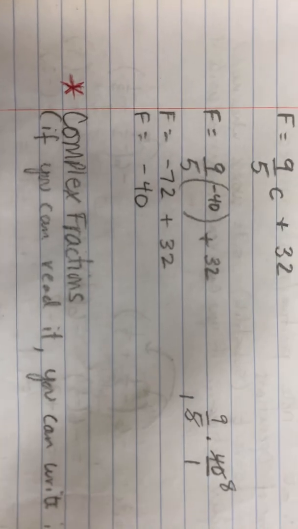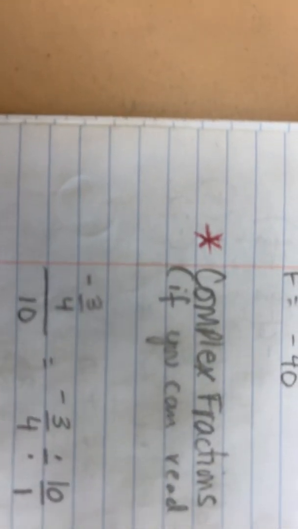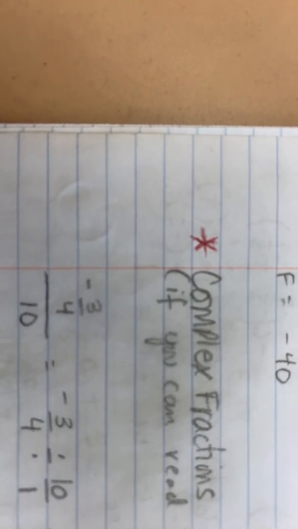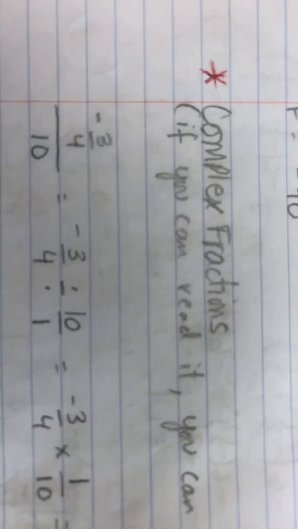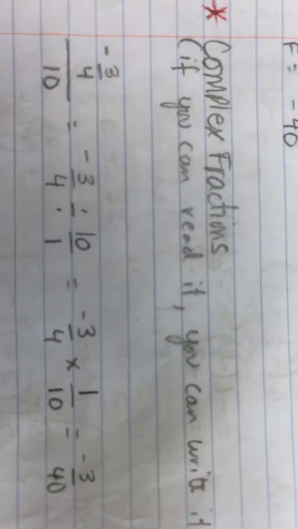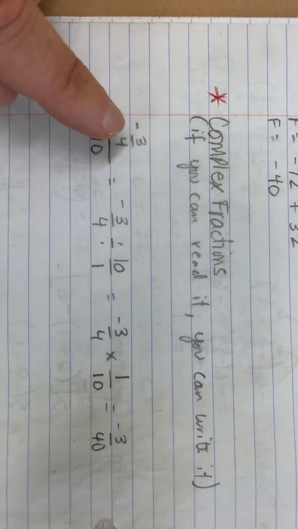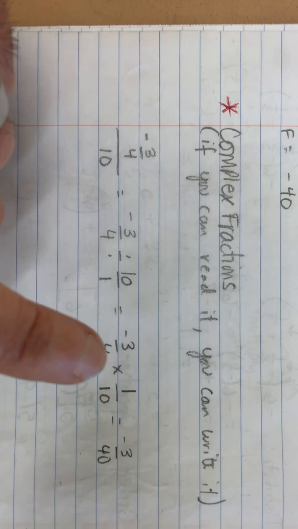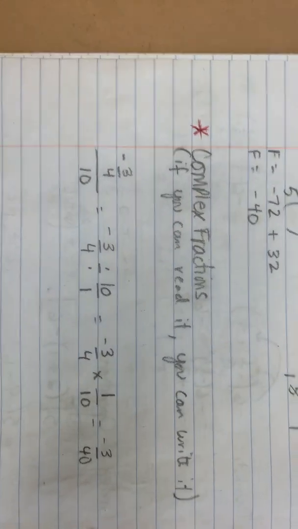Moving on, complex fractions. If you can read it, you can write it. Look at this problem. It reads -3/4 divided by 10. If you can read that problem as -3/4 divided by 10, then you can write that problem -3/4 divided by 10. This is section 5-4 work. You know how to do the rest of this problem. Keep, switch, flip. Go ahead and finish that problem. So you can see that if given a complex fraction, you should write it out. And then you're going to multiply by the reciprocal. Don't forget about the signs.